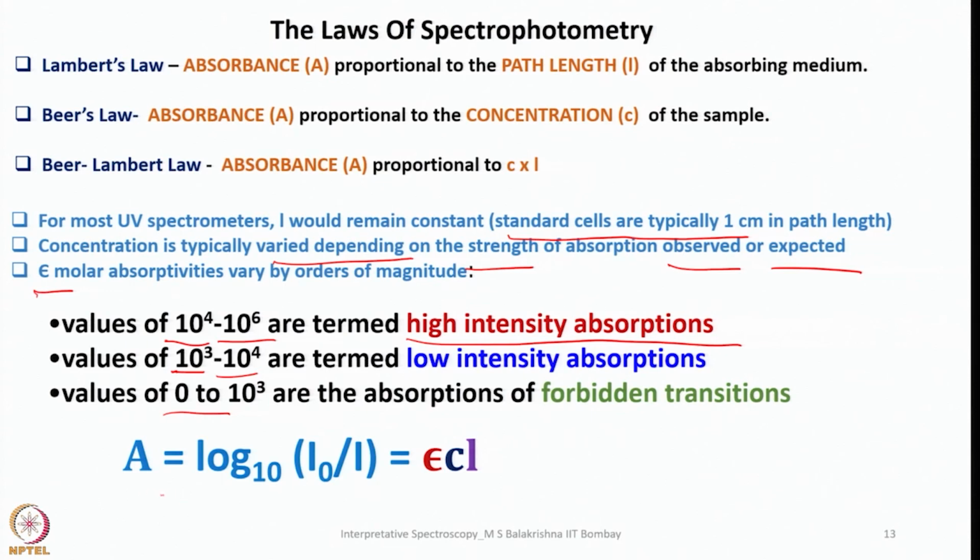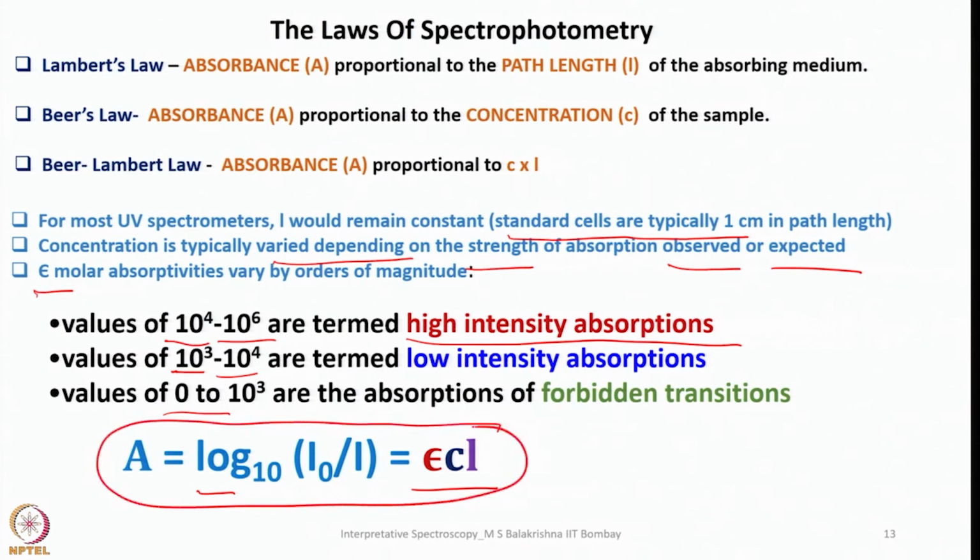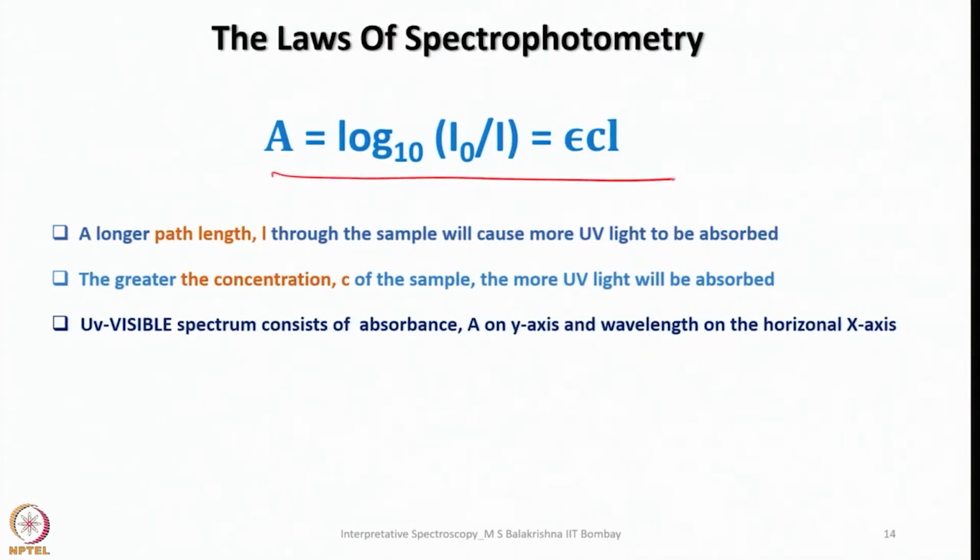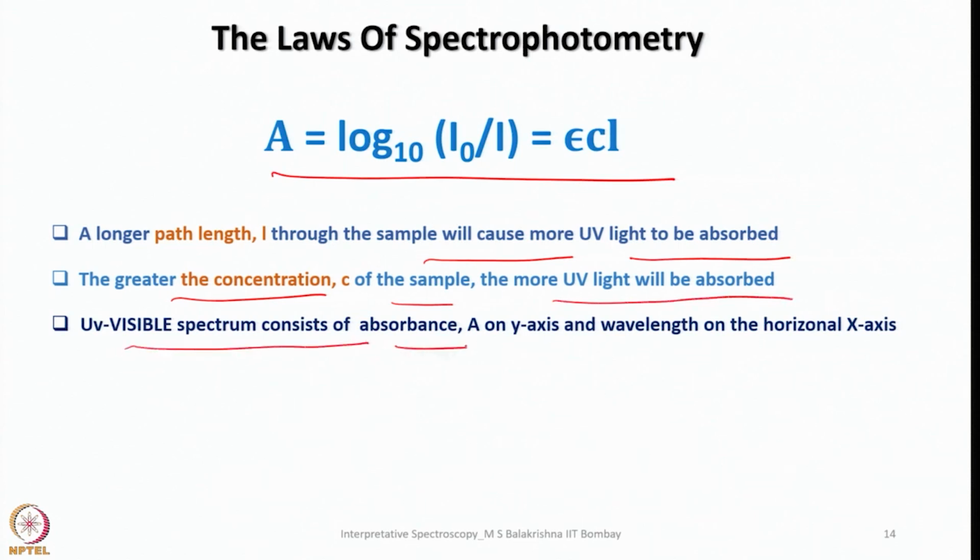So absorbance equals log 10 of I naught over I, that's equal to epsilon C L. Epsilon is the molar absorptive coefficient, C is the concentration, and L is the path length. This equation is very, very important. A longer path length L through the sample will cause more UV light to be absorbed. The greater the concentration of the sample, the more UV light will be absorbed. The UV visible spectrum consists of absorption on the y-axis and wavelength on the horizontal axis.